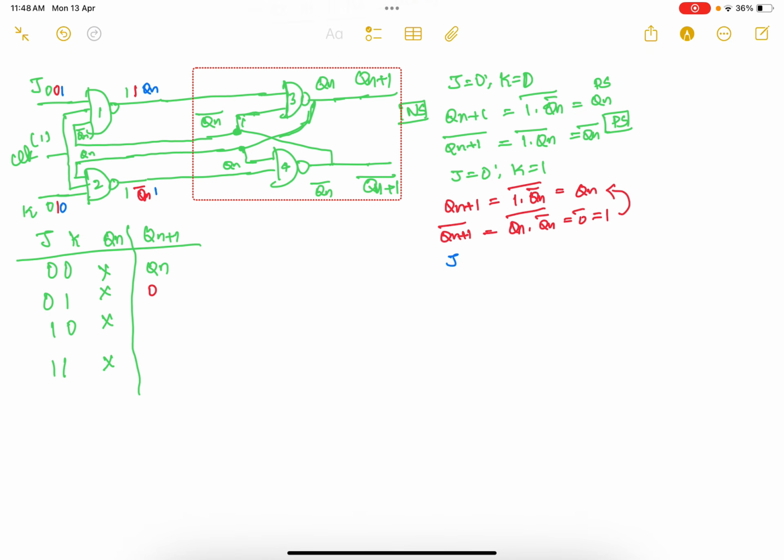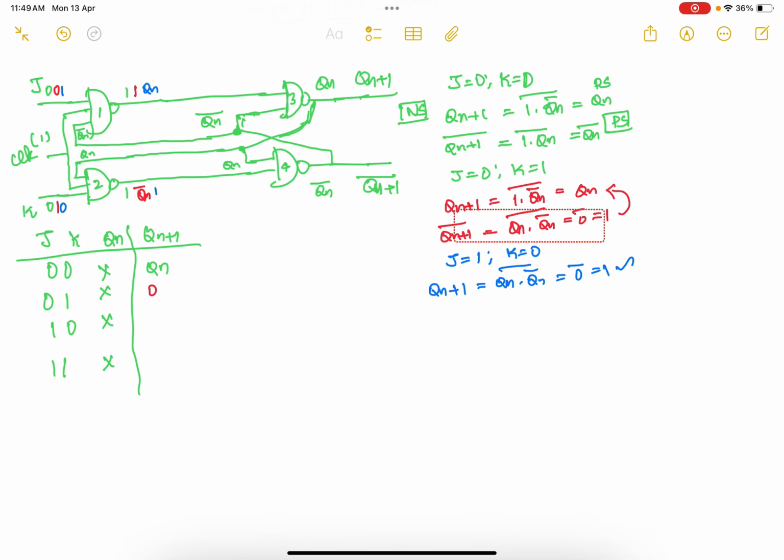So now we proceed with the next state, when J equal to 1 and K equal to 0. Your Qn+1 is nothing but, one of the inputs here is Qn and the other input is Qn bar, the whole bar. So once again this will be 0 bar, so 1. I already got your output at the top side, so I don't want to proceed with the bottom side. So when J equal to 1 and K equal to 0, my next state will be equivalent to the 1 condition.